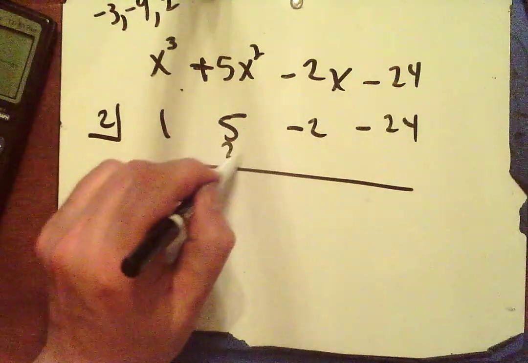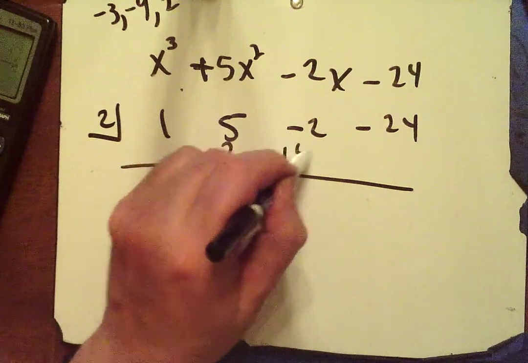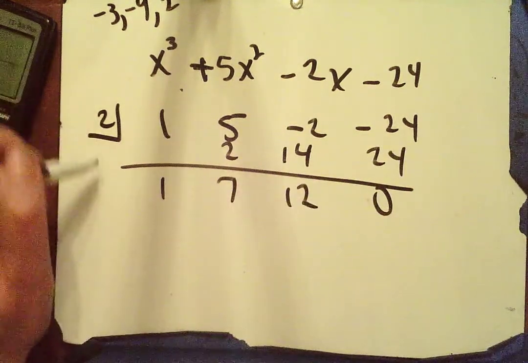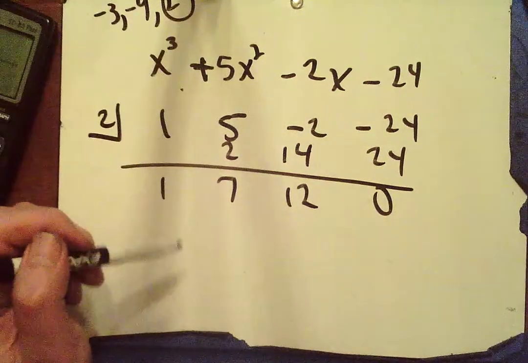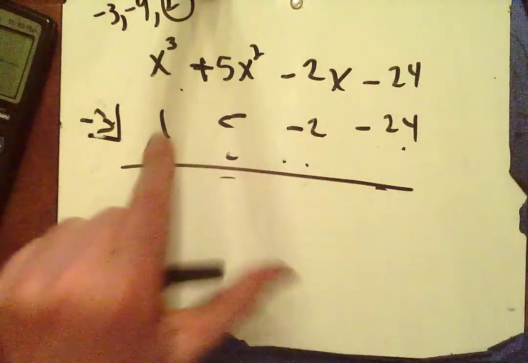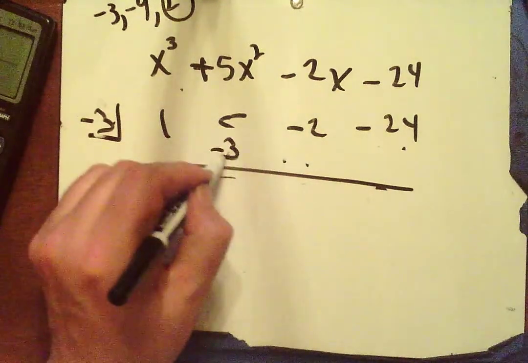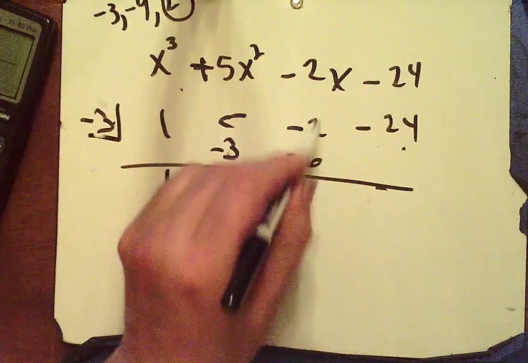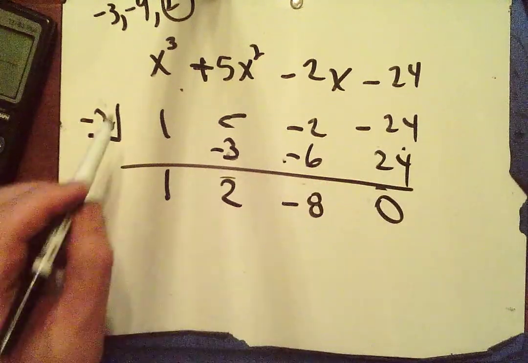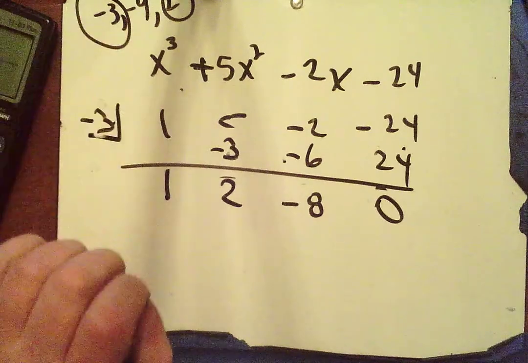I'm happy that synthetic division is so fast. So 2 works. Yay. What about negative 3? Negative 3, 2, negative 6, negative 8, positive 24. 0, so negative 3 works as well.